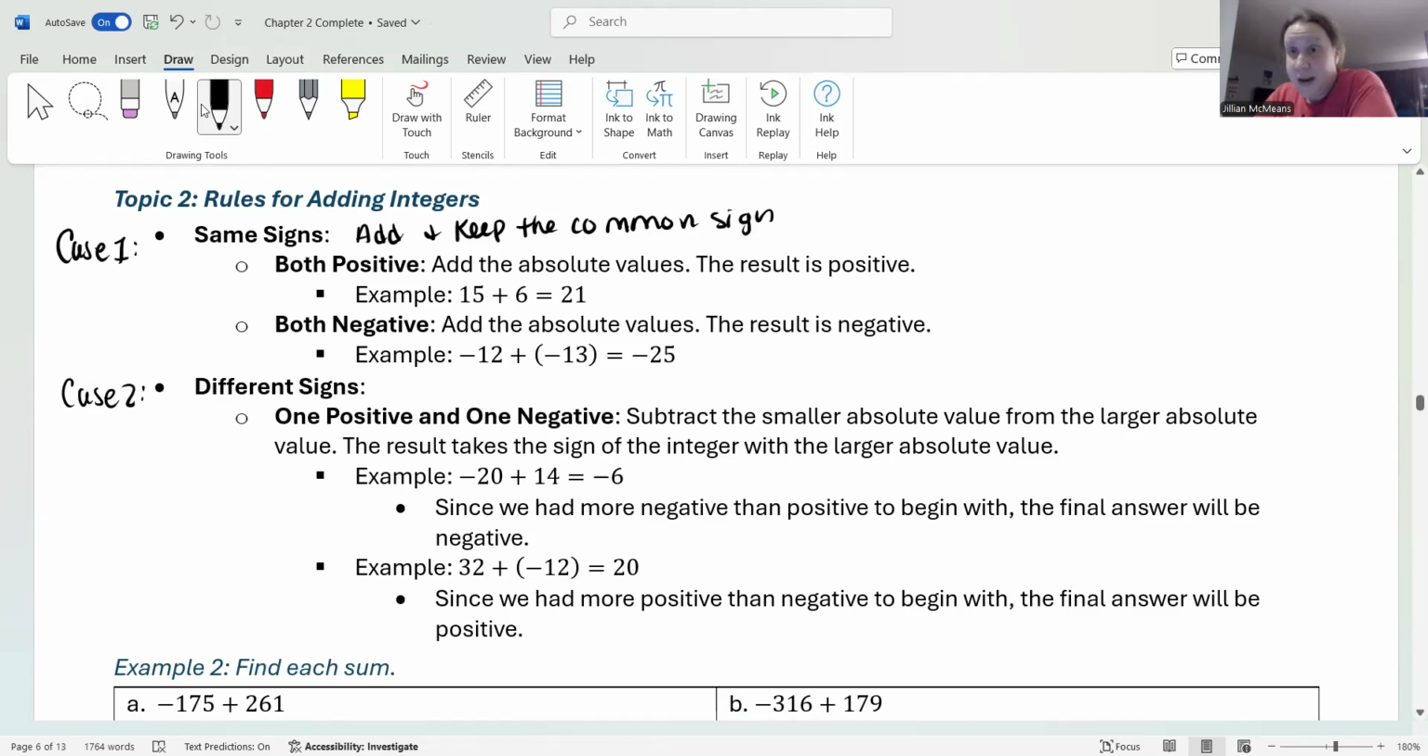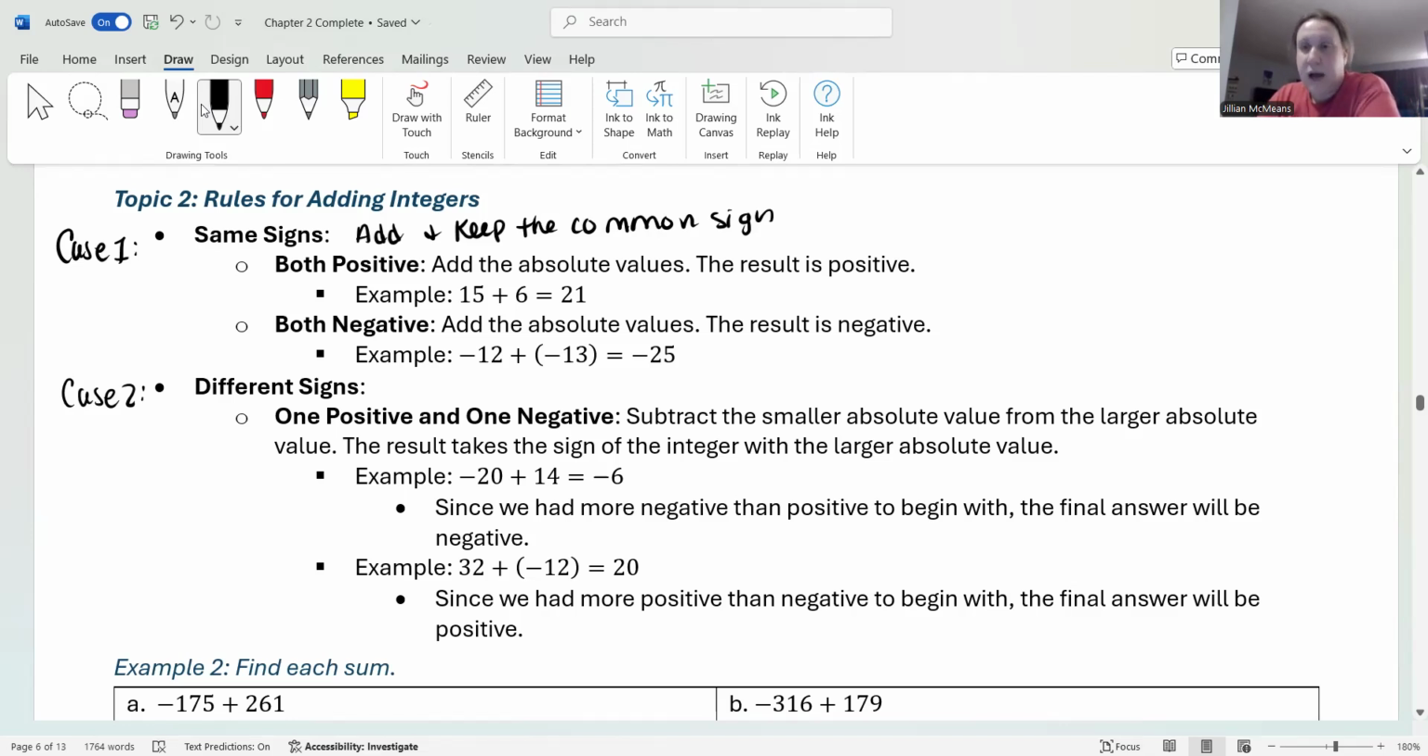Now, in a situation where your signs are different, you have to be a little bit more careful. If you're adding two numbers with different signs, that means one is positive and one is negative. You want to subtract the absolute values. You subtract the smaller absolute value from the larger absolute value, and then the result takes the sign of the integer with the larger absolute value. That's a lot of words. When I get into this and actually practice it, I'll explain it a little differently for each example. But essentially what you do is you just subtract the two numbers.